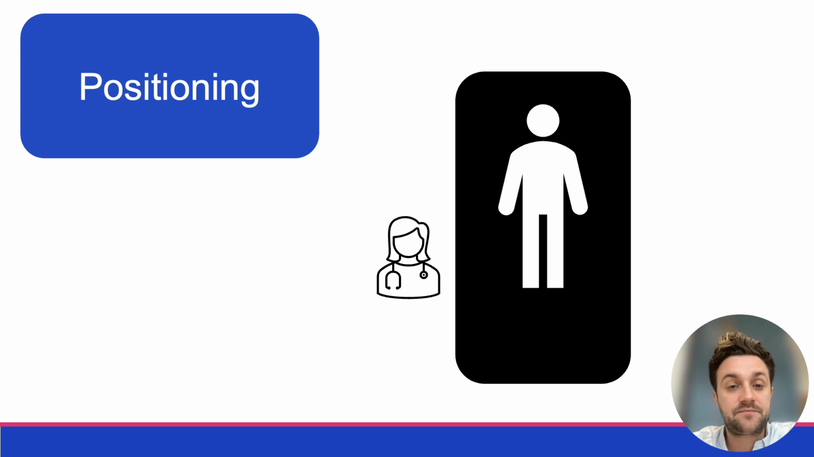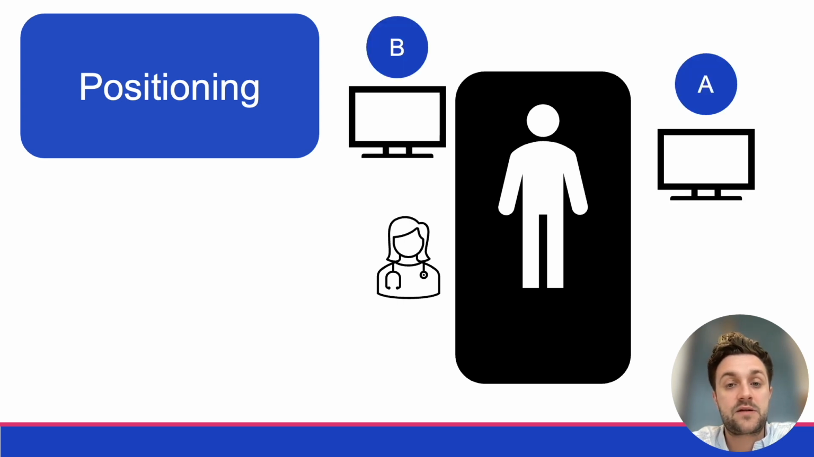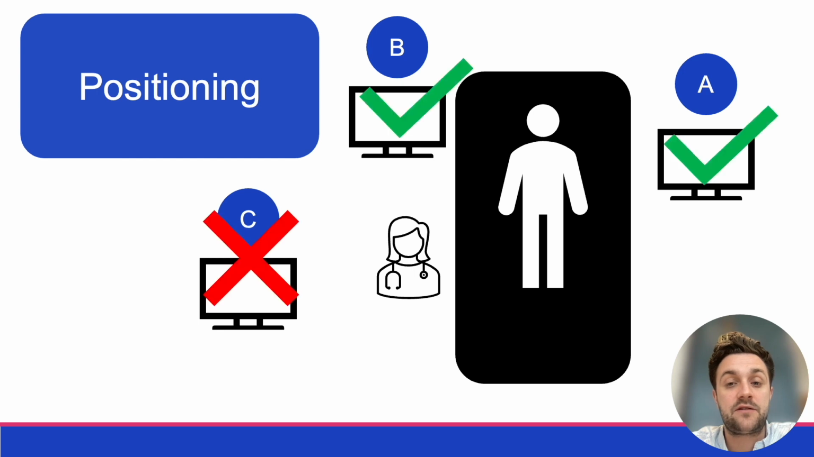Setting up the machine. Okay, so this is the patient here, and this is us getting ready to do the cannulation. We can have AB is where we're going to put our ultrasound machine, and not at C.